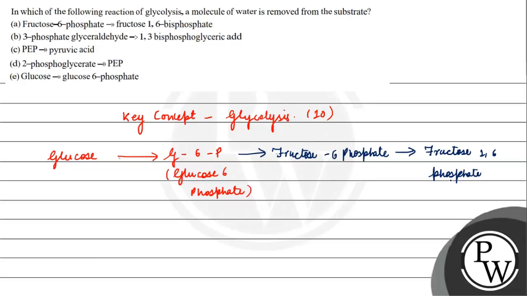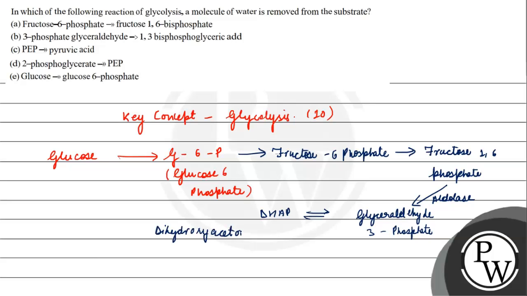Apart from that, when we talk about this fructose bisphosphate, in the presence of aldolase it forms two compounds, that is glyceraldehyde 3-phosphate, which forms an isomer with DHAP. DHAP is also an isomer of glyceraldehyde 3-phosphate, and it stands for dihydroxyacetone phosphate. Now, since two molecules are formed, we take up only this one as an example.